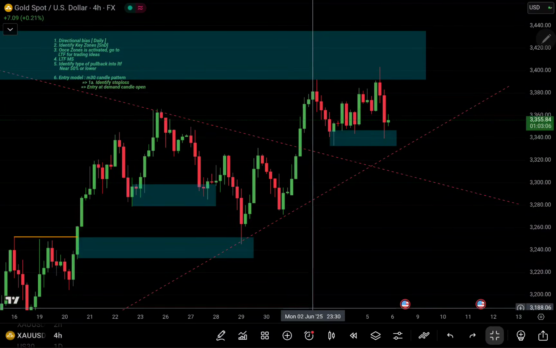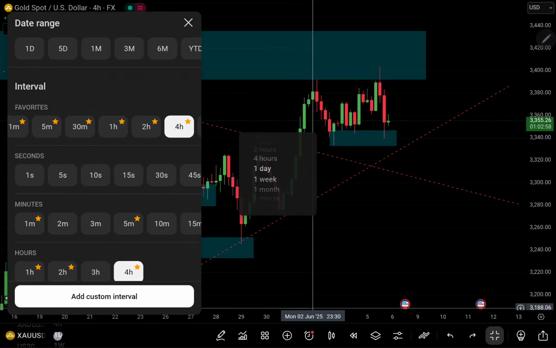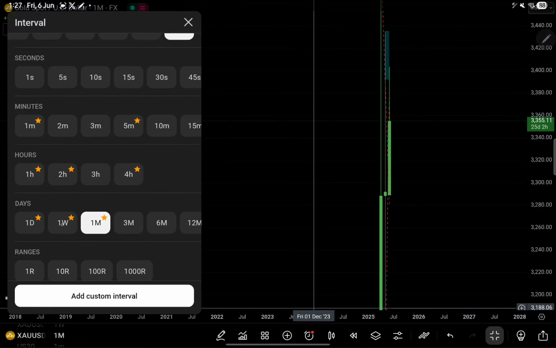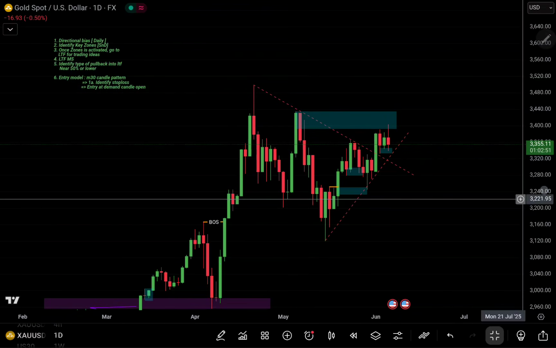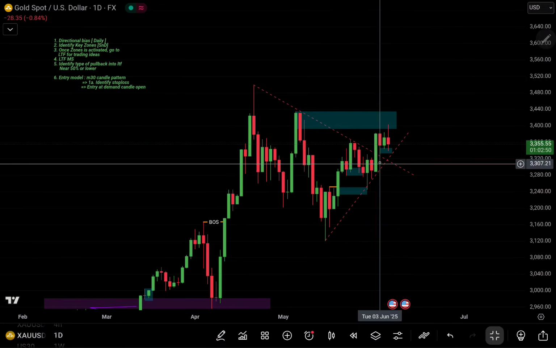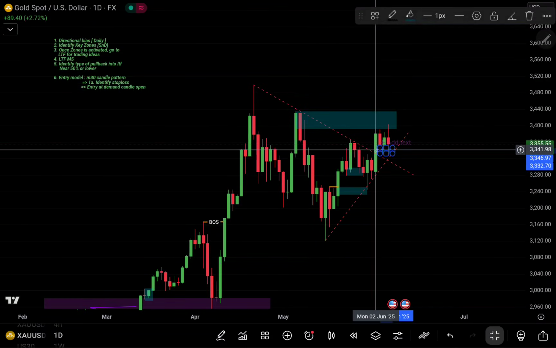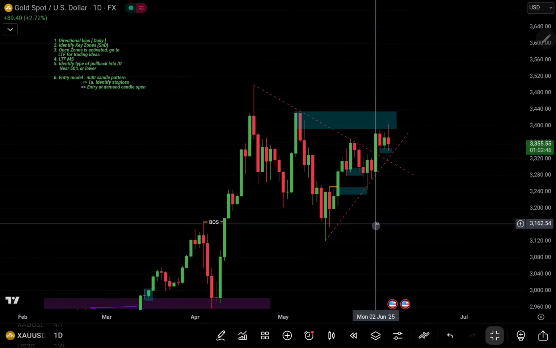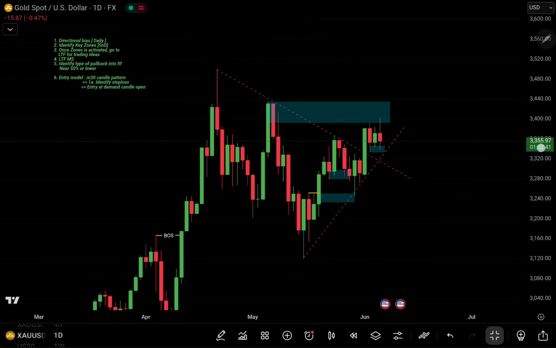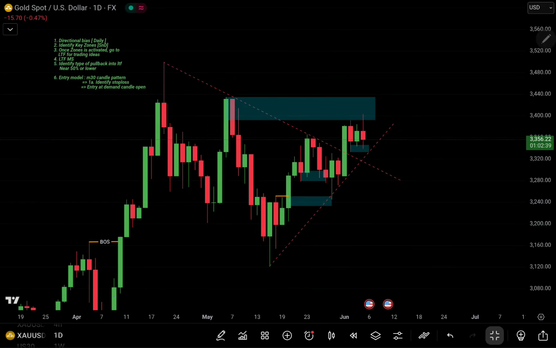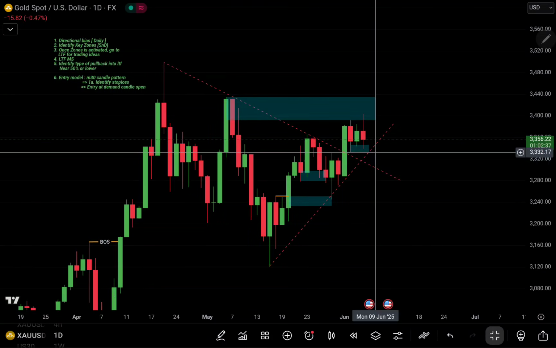Okay, so we will try to look for good setups. The first step is always you go to your daily time frame. You look for these big candles like this one from 2 June. You anticipate that you will see some big candles like this tomorrow.